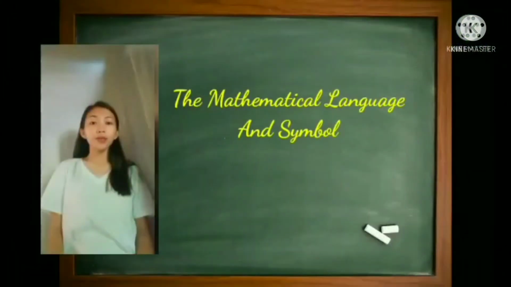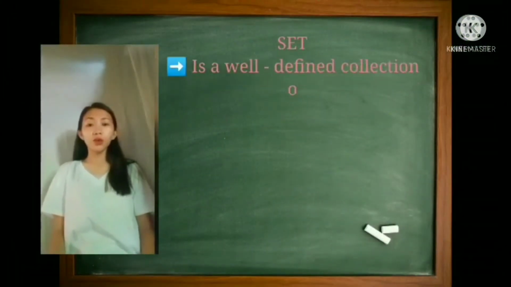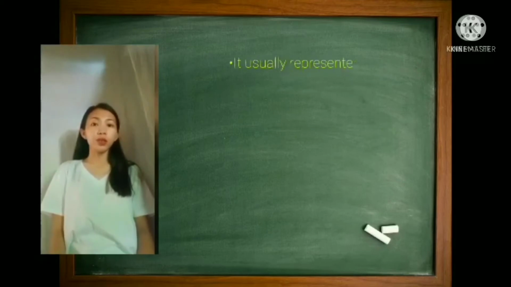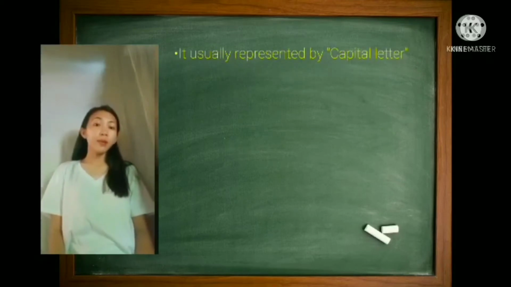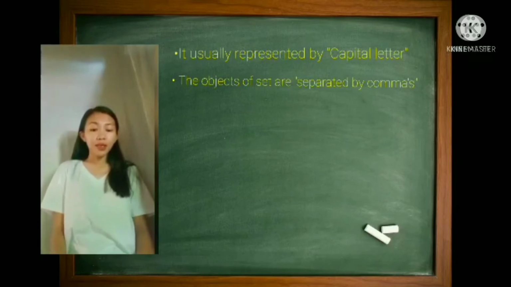A mathematical language and symbol: the language of set. So what is a set? A set is a well-defined collection of distinct objects. It's usually represented by capital letters, so when we use the language of set, we must use capital letters. The objects of a set are separated by commas. In using sets, we also use commas.